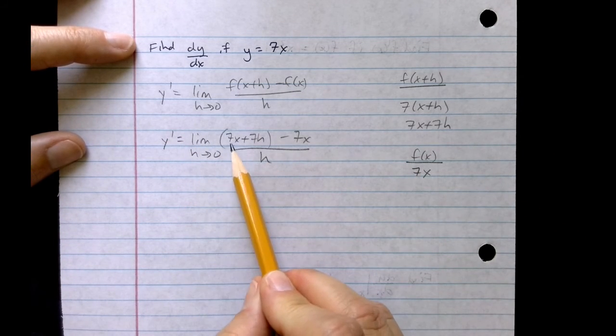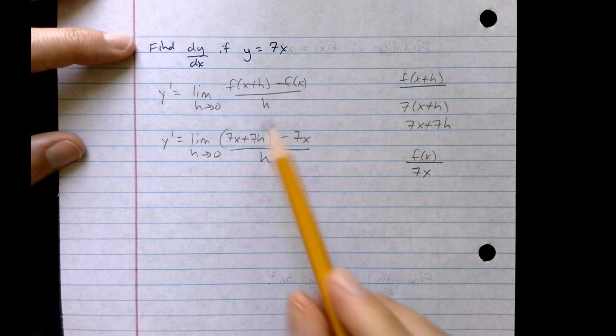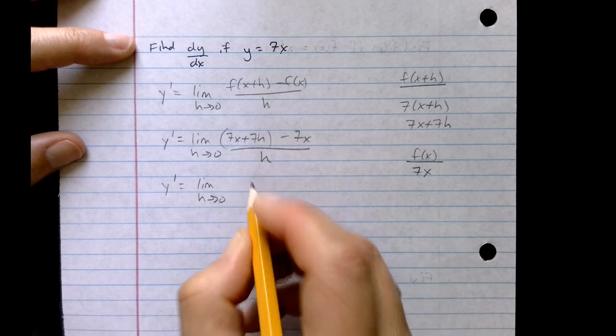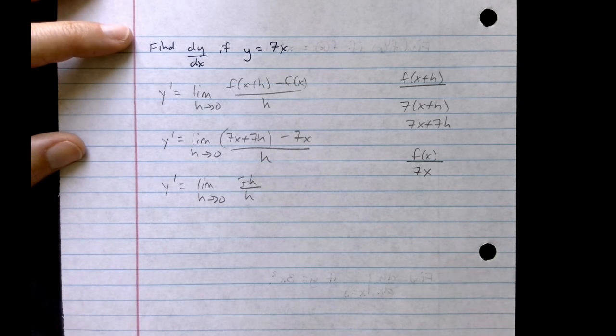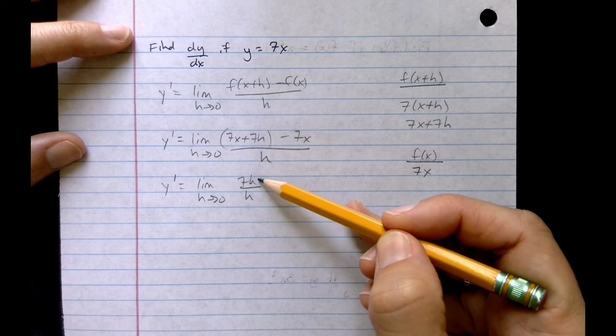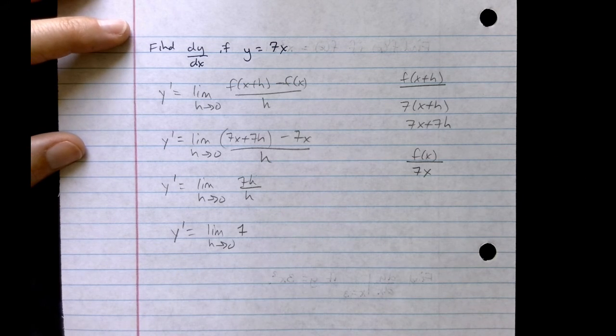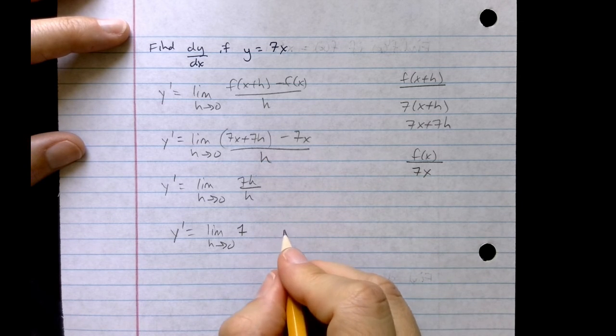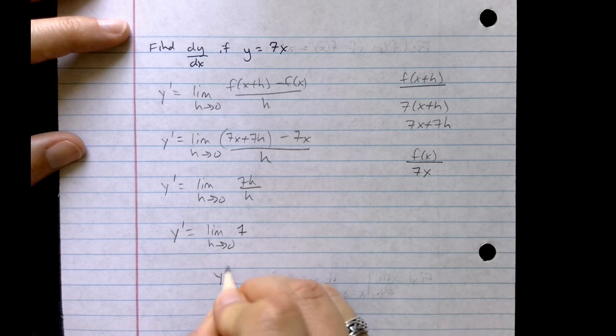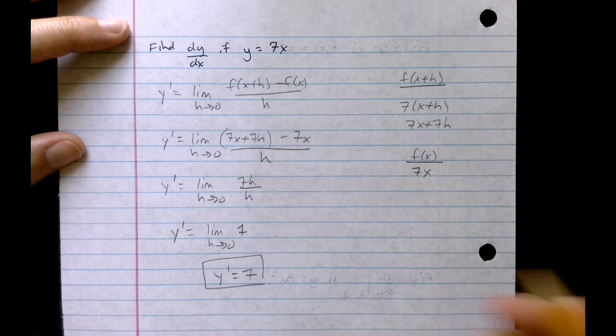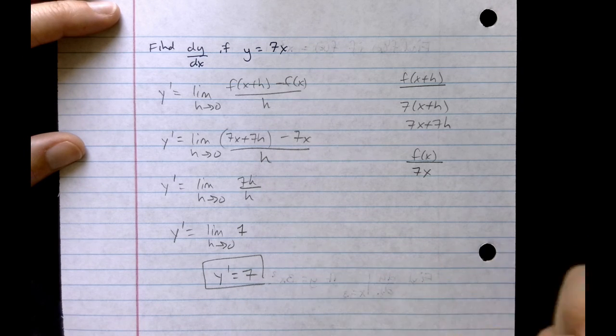You see that the 7x will cancel out with this 7x here. Let's rewrite. In this particular case, there's nothing to factor, but do you notice these h's will simplify? Now this is a constant function. The limit of 7, a constant function as h approaches 0, is automatically 7. So this means dy dx, or y prime, is 7.